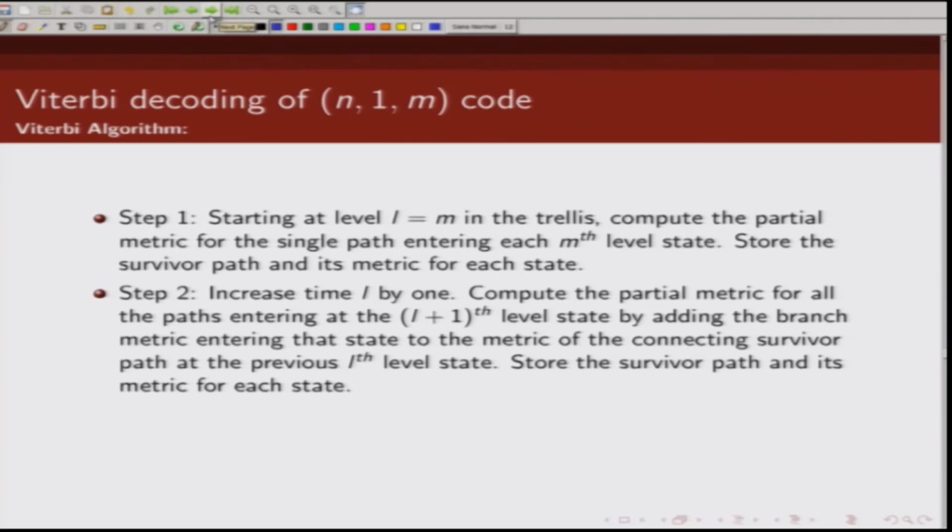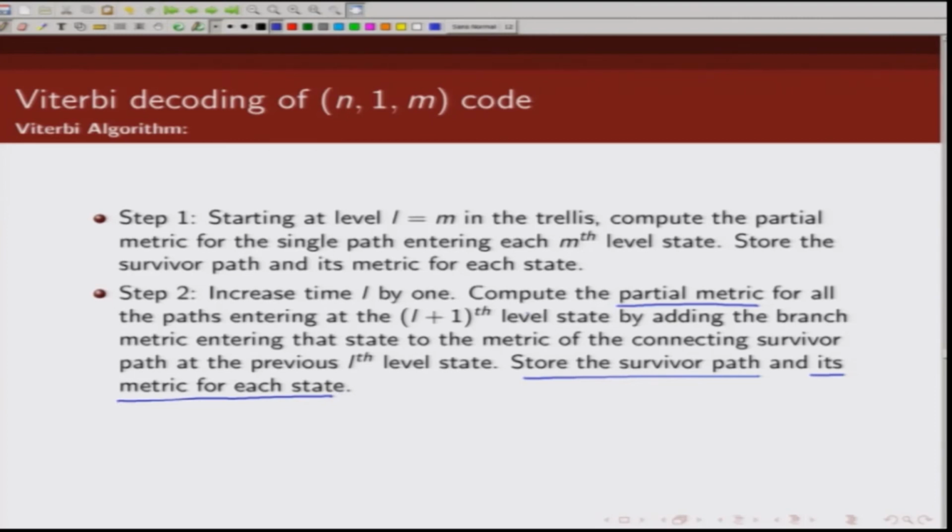Next, we increase the time by one instance, and now we compute the partial path metric for all the paths entering that particular state at that time instance. We compare the partial path metrics and choose the one which gives us the best path metric, and we ignore the other paths. At the next time instance we store the survivor path, which is the one with the best metric, and we also store its metric value.